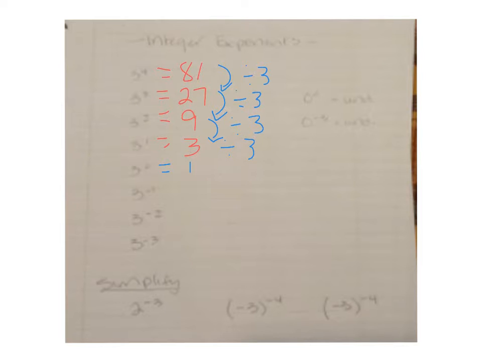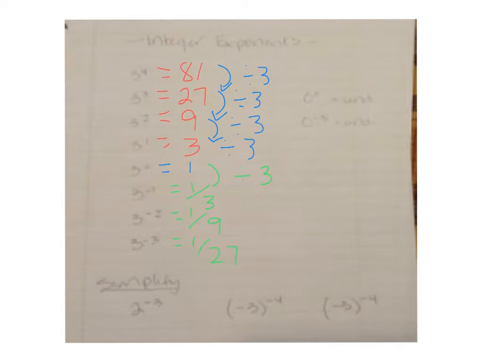But what is 3 to the negative 1st? And 3 to the negative 2nd, and 3 to the negative 3rd? Think about this for a minute, or pause your computer. If you are simply dividing, again, by 3, you're going to get 1 divided by 3. And then if you divide again, you get 1 divided by 9. And then 1 divided by 27.